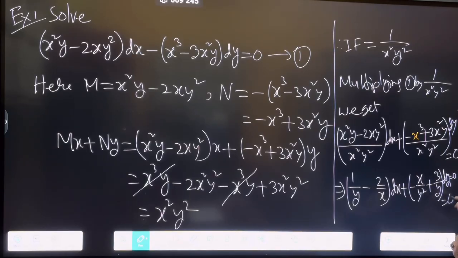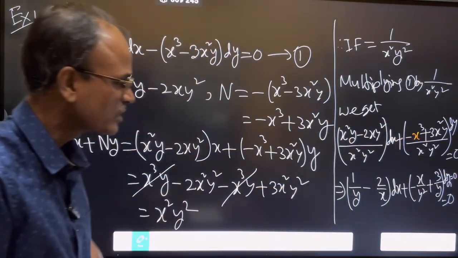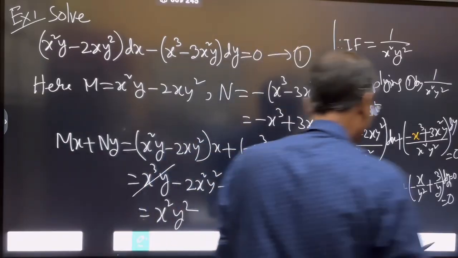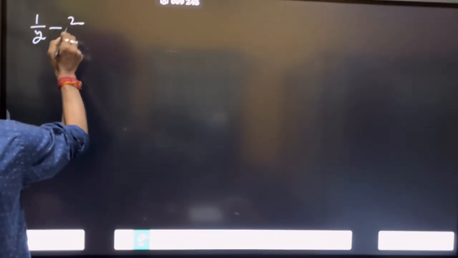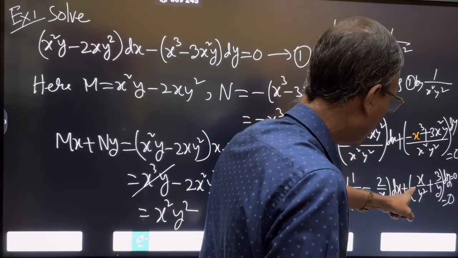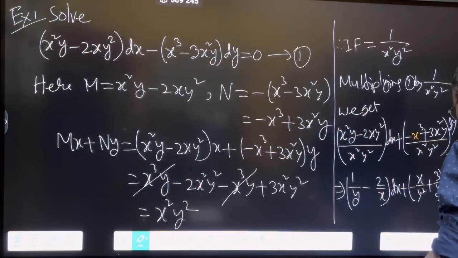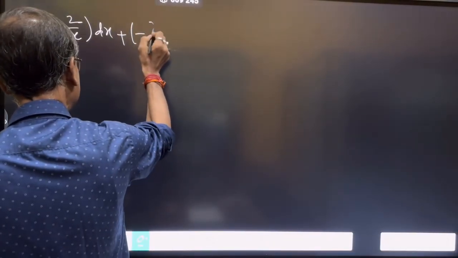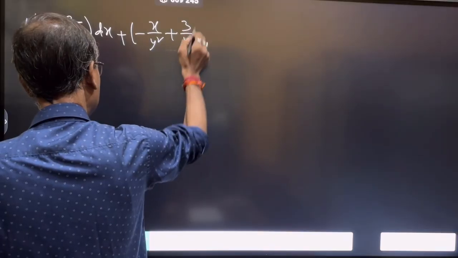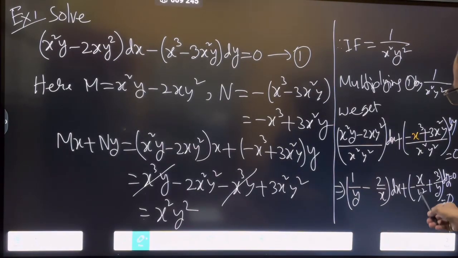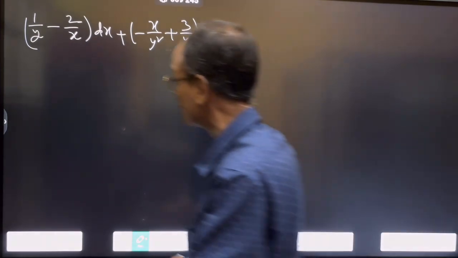1 by y minus 2 by x dx plus minus x by y square plus 3 by y dy equal to 0. This is the way you may check this one.